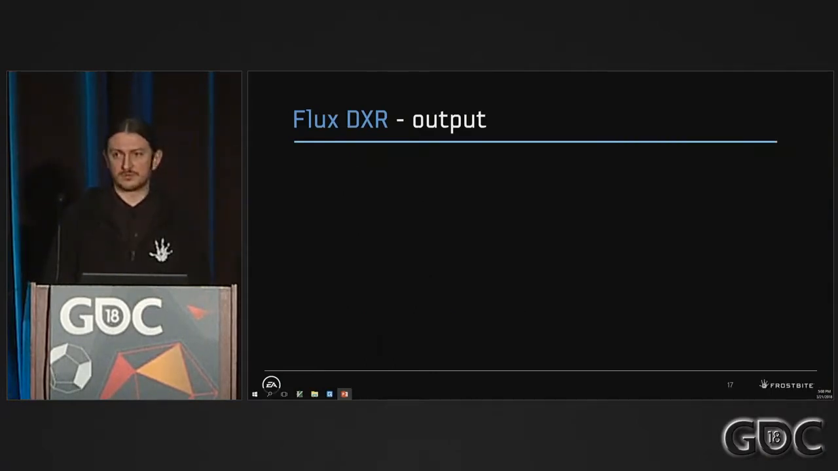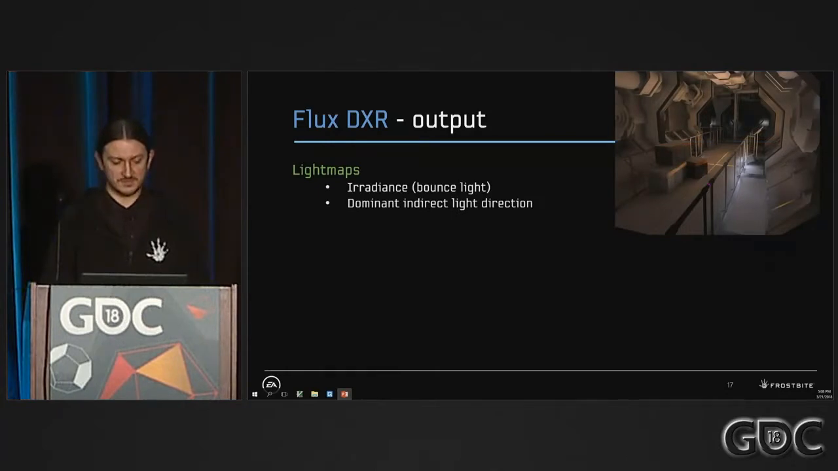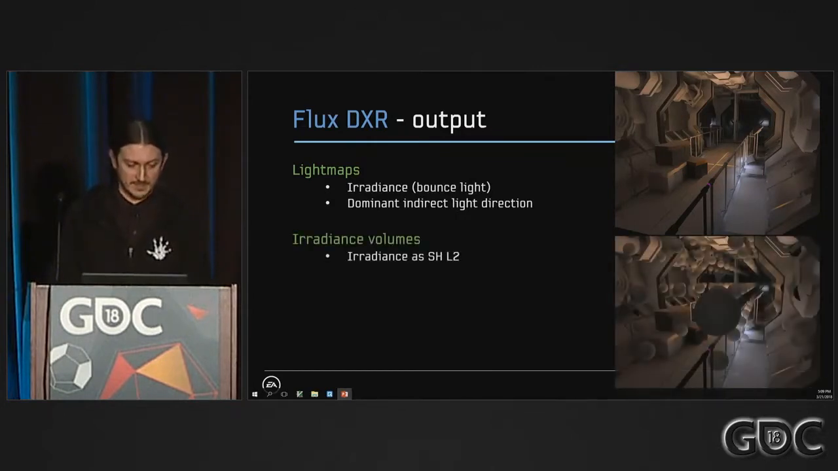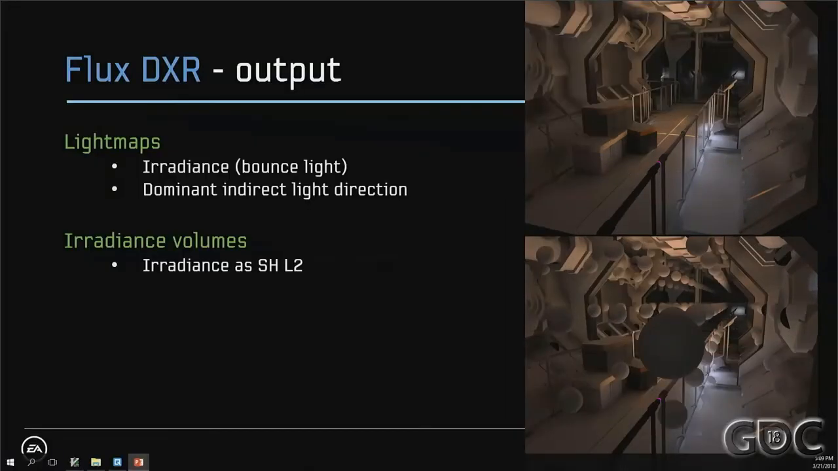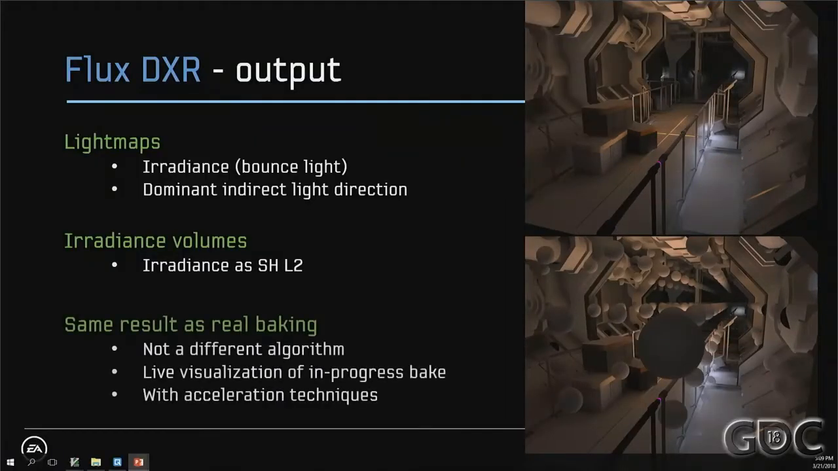So what does Flux output? First, there's a set of light maps storing irradiance for each texel, and also a dominant light incoming direction that can be used, for example, to achieve normal mapping. And also on the side, we also have irradiance volume, storing irradiance in each of the voxel of volumes as spherical harmonics L2. You have visualization of those on the right here.